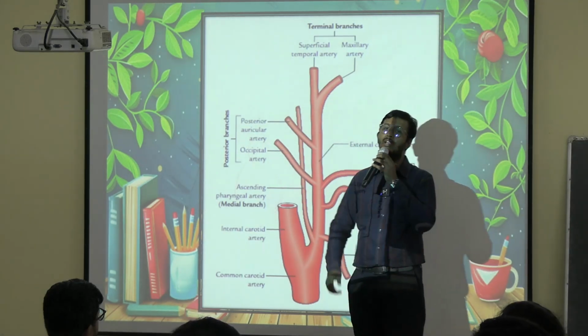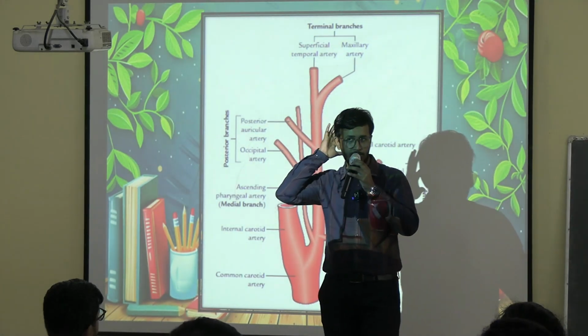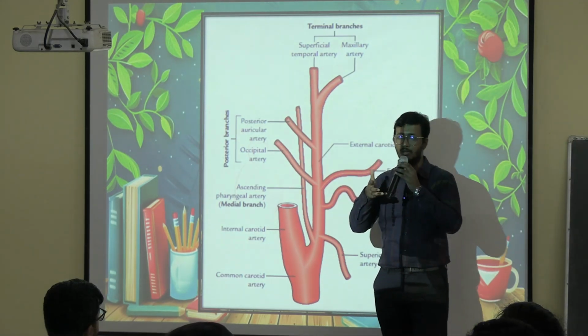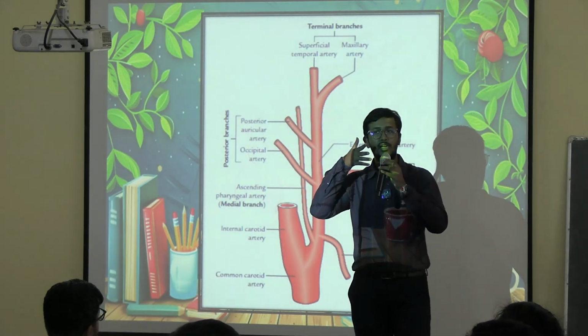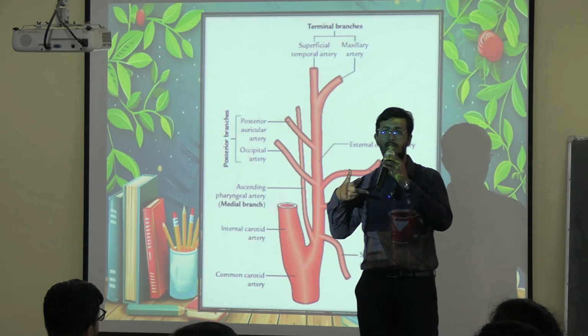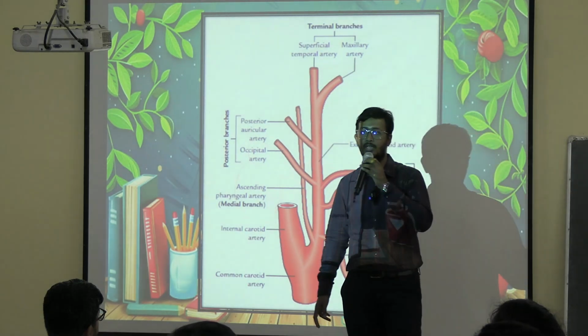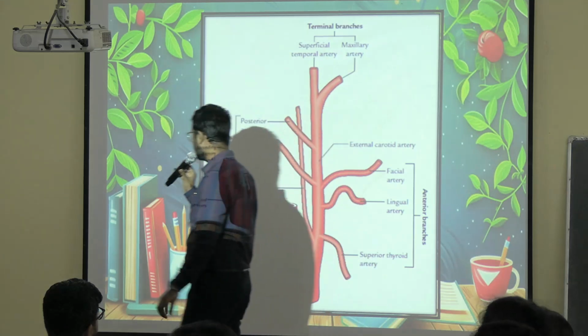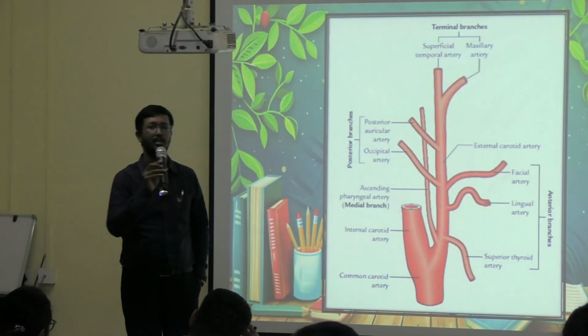Then you have the occipital artery going in the occipital region. Anteriorly we have the face, so we have the facial artery. Okay, anteriorly we have the facial artery. Then we have the palatine artery or the tonsillar artery. Okay, then we have the lingual artery. So the palatine artery basically supplies the palatine tonsil.